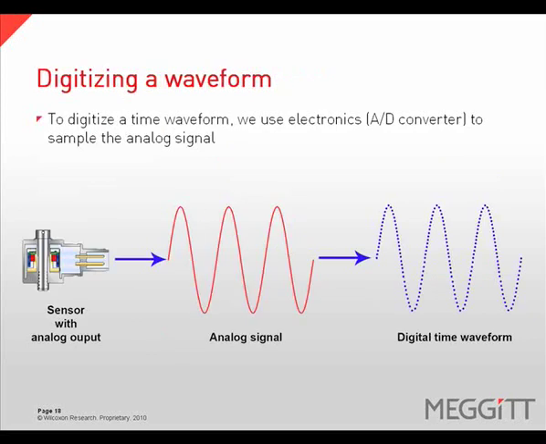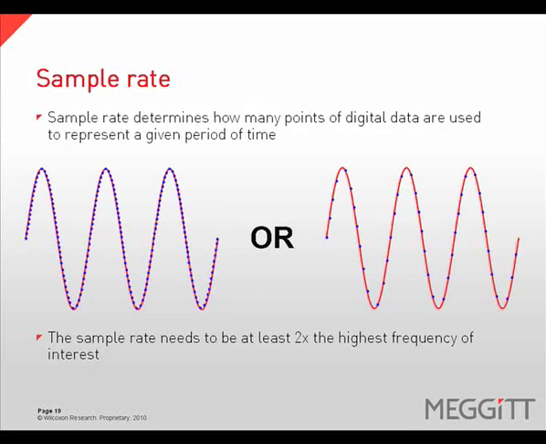A digital time waveform is created when we convert the analog signal from an accelerometer to a digital signal. To digitize a time waveform, we use electronics, an ADC converter, to sample the analog signal. Sample rate is what determines how many points of digital data are used to represent a given period of time. The sample rate needs to be at least 2 times the highest frequency of interest.